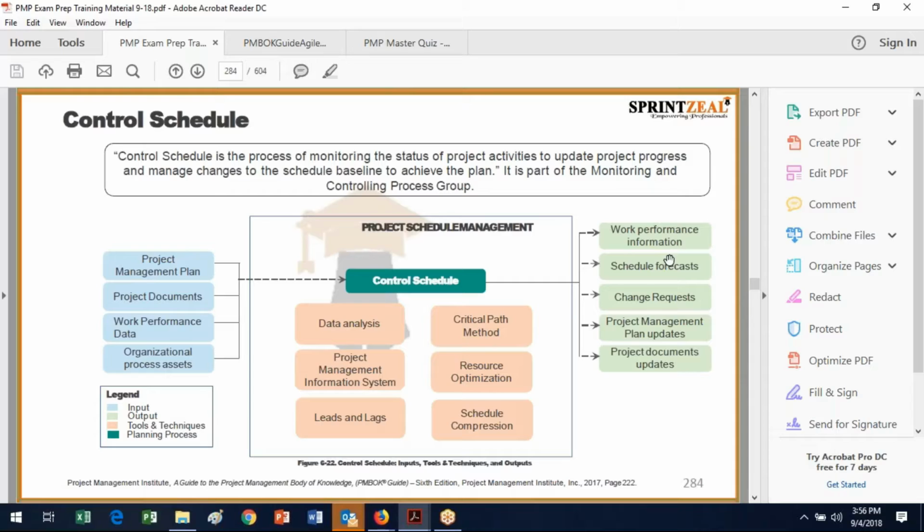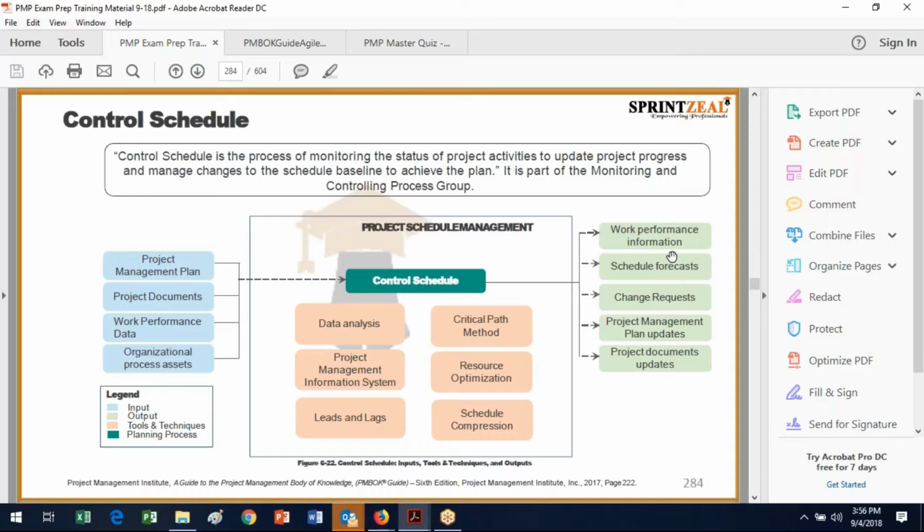So control schedule, obviously in the monitoring and controlling process group. The control schedule is the process of monitoring the status of project activities to update the project progress and manage changes to the schedule baseline to achieve the plan. So it's obviously part of monitoring and controlling because it has control in its name.